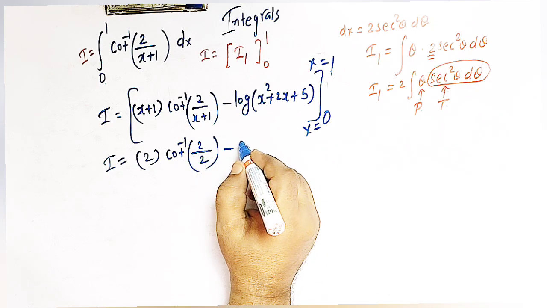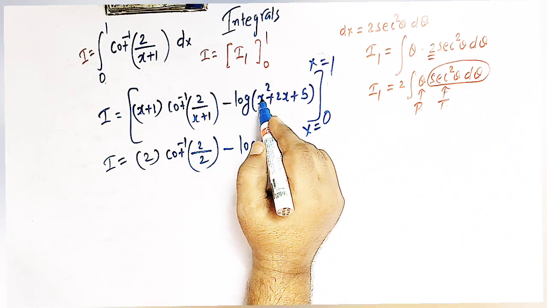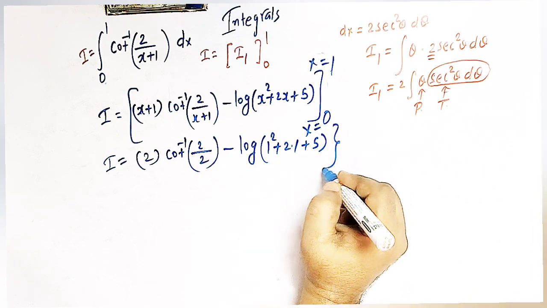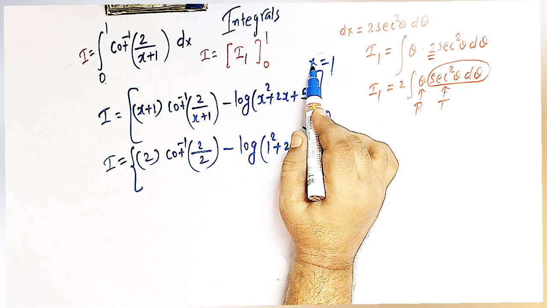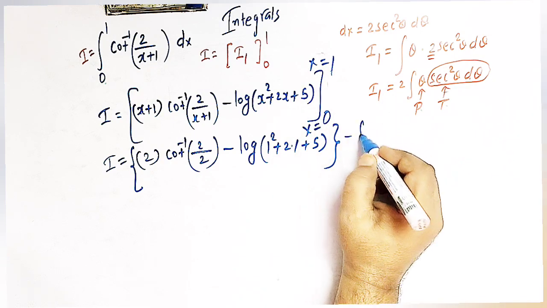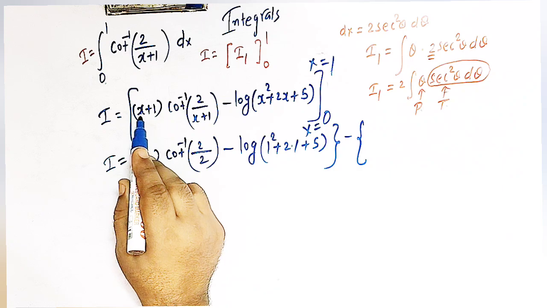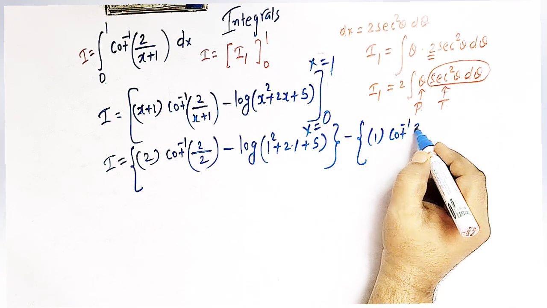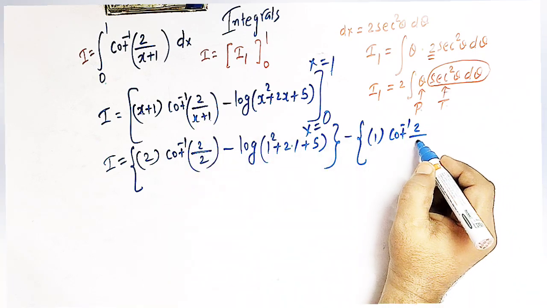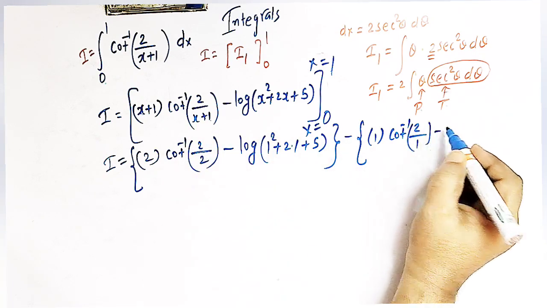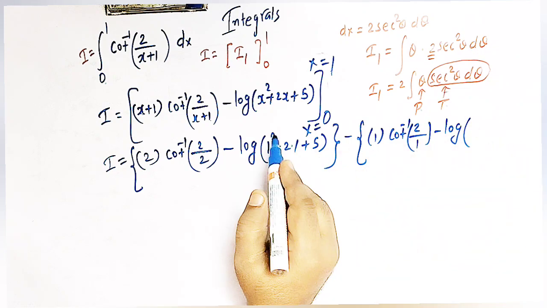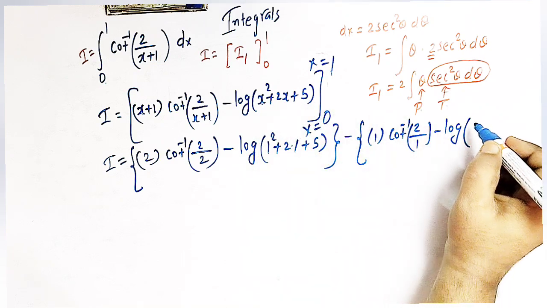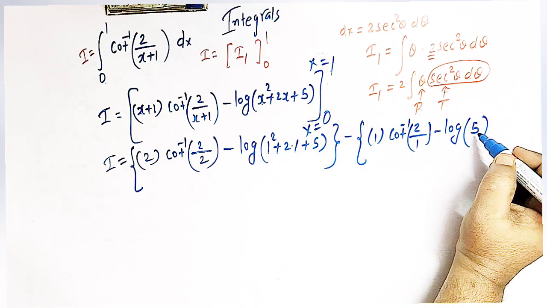And then we have minus log of 1 square, then we have 2 times 1 plus 5. So this is our first term when we take x is equal to 1, and then I will take x is equal to 0. So here we have 0 plus 1 is simply 1. Then we have cot inverse 2 over 0 plus 1 is 1, right? And then we have minus log, and here 0 square is 0, 2 times 0 is 0, so we are simply left with 5 only.